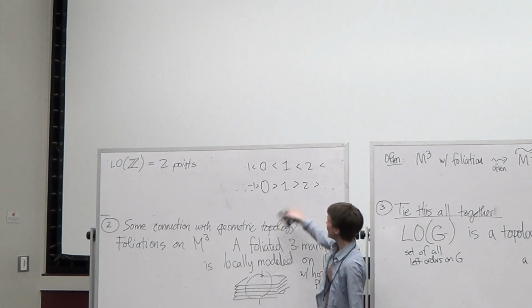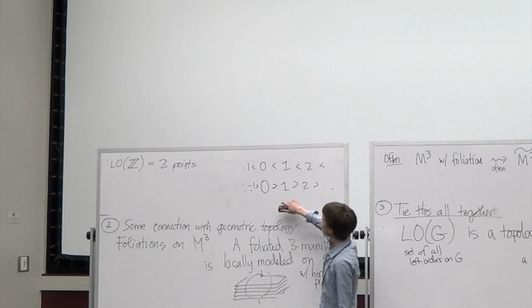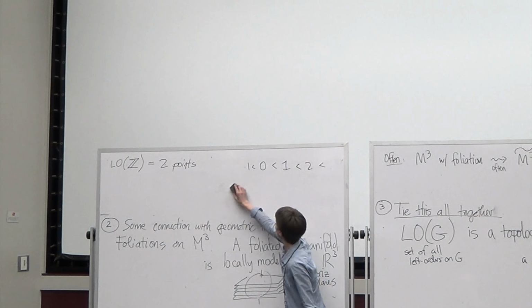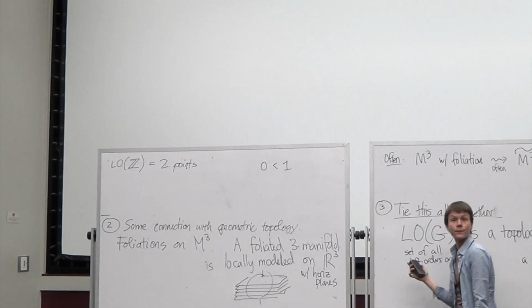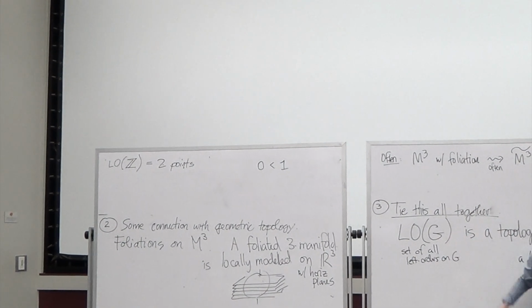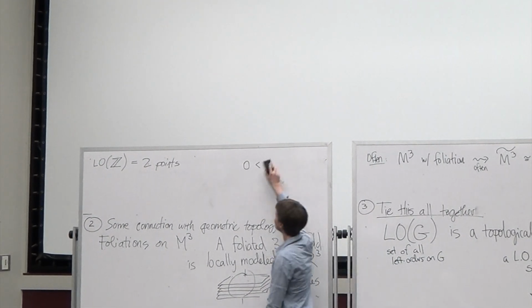Great, okay, so this has 2 points, and the special property is that it only took me one inequality, namely this one, to determine the rest of the order. Generally, an isolated point of this space means there's a finite collection of inequalities that determines the rest of it.